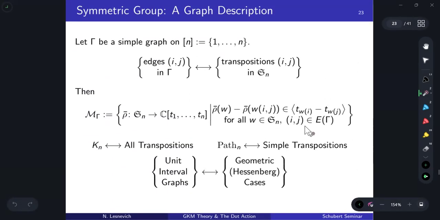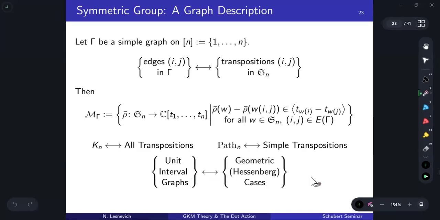Right, so what does that look like? If I take the complete graph for gamma, that's going to give me all transpositions. That's the full flag variety case. If I take just the path graph, that's going to be the simple transpositions. That's the permutahedral variety case. And if I want to have an associated geometry, the graph gamma that I'll need to use is a unit interval graph, or a Hessenberg graph. That's what's going to correspond with a geometric case.